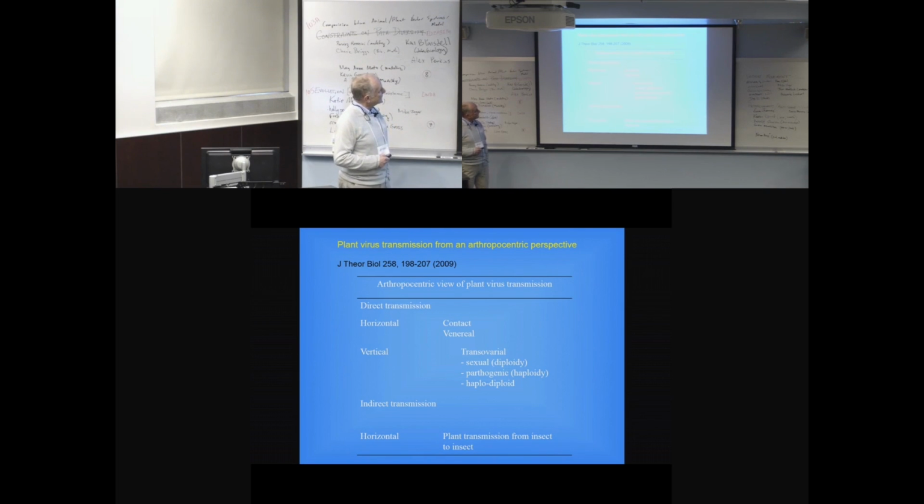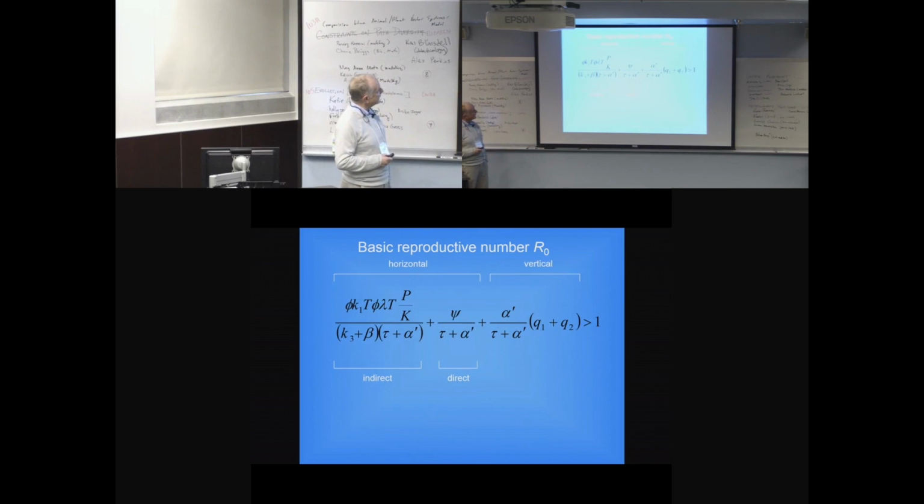So, for example, we can have horizontal transmission, which with the vector can be contact or venereal. We can have vertical transmission, which can be transovarial, involving the various ways in which insects can reproduce. And then, of course, we can get indirect transmission. Only in this case, and this is obviously the case for the persistent class of transmission, we're having horizontal transmission from insect to insect using the plant as a vector. So this is simply a different way of looking at some of these plant viruses, and I'll come back to that right at the end.